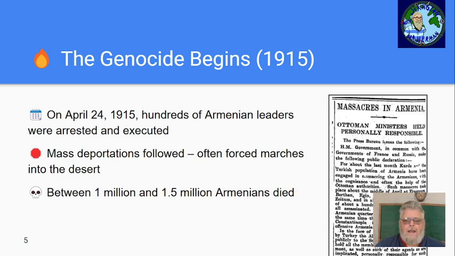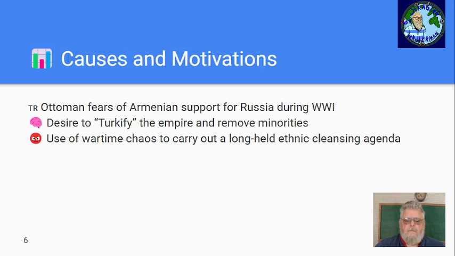On April 24, 1915, the Ottoman government arrested and executed hundreds of Armenian leaders in what is now considered the start of the genocide. This was followed by mass deportations. Families were forced to march across the desert with little food or water. Over the next few years, between 1 and 1.5 million Armenians died. Many were killed outright. Others died from starvation, disease, or exhaustion. It was a systematic effort to wipe out an entire people.